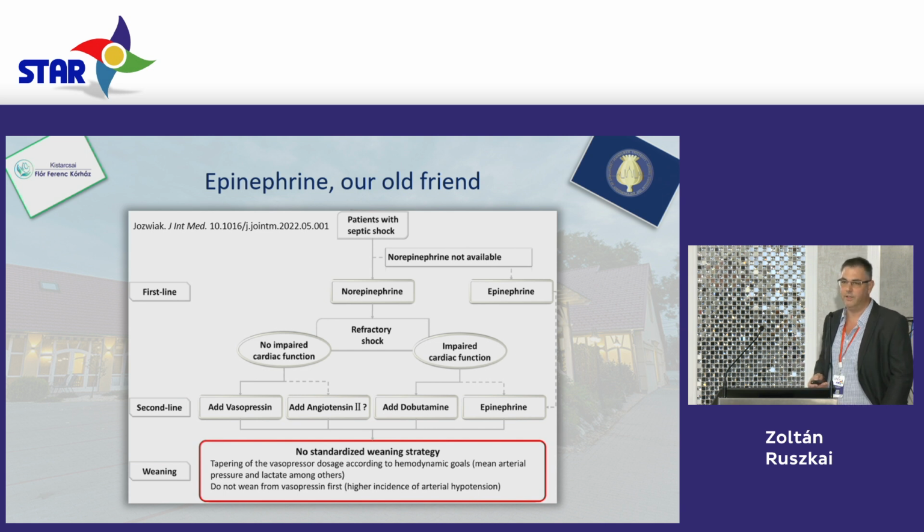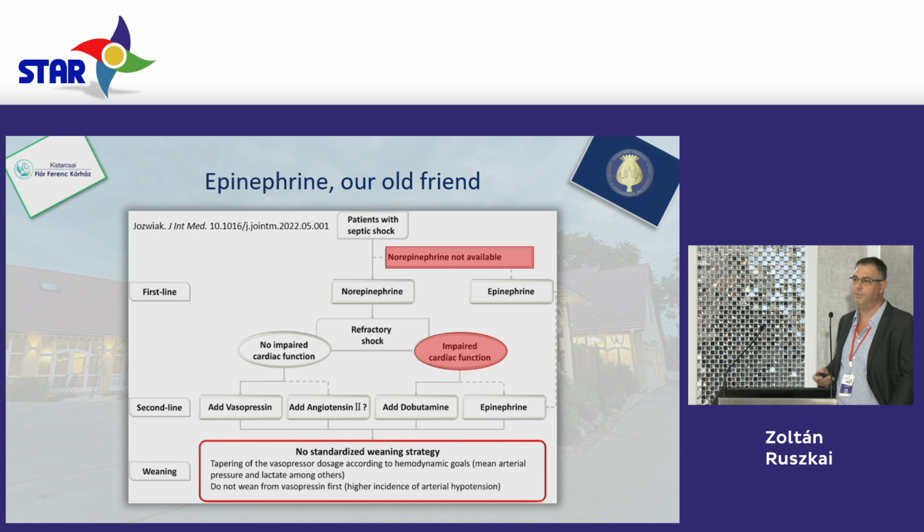Epinephrine is our old friend. I don't tell too much about it because it is recommended only if norepinephrine is not available or in impaired cardiac function. But in this scenario, we choose dobutamine or levosimendan. Marco will talk about it in the next lecture.